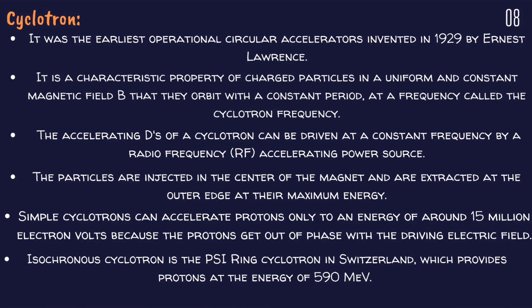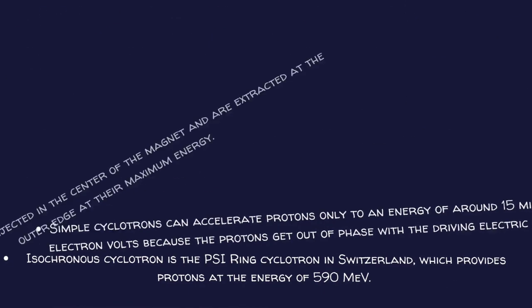The particles are injected in the center of the magnet and are extracted at the outer edge at their maximum energy. Simple cyclotrons can accelerate protons only to an energy of around 15 million electron volts because the protons get out of phase with the driving electric field. An isochronous cyclotron is the PSI ring cyclotron in Switzerland, which provides protons at an energy of 590 mega electron volts.